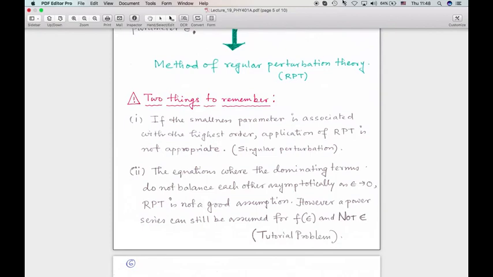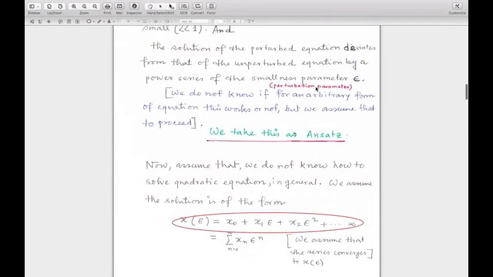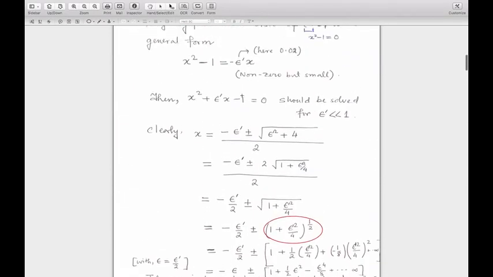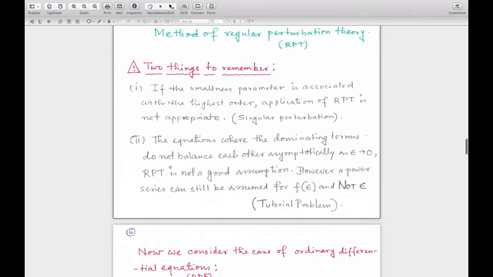Now the second point to remember is that the equation where the dominating terms do not balance each other asymptotically as epsilon tends to 0, that you have to understand what it means. Okay, so as epsilon tends to 0, for example in this equation, you have x square minus 1 is equal to 0. So you know that x has a solution of plus minus 1. So basically roughly x square and 1 both are of the same order. Okay, if this is not true, then the application of RPT is not a good idea.